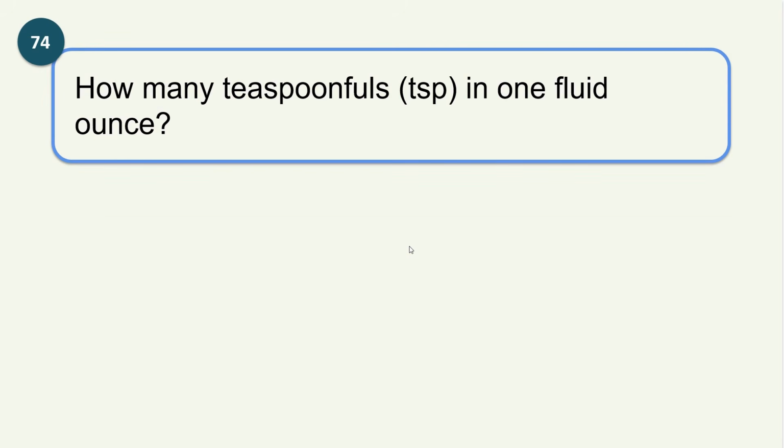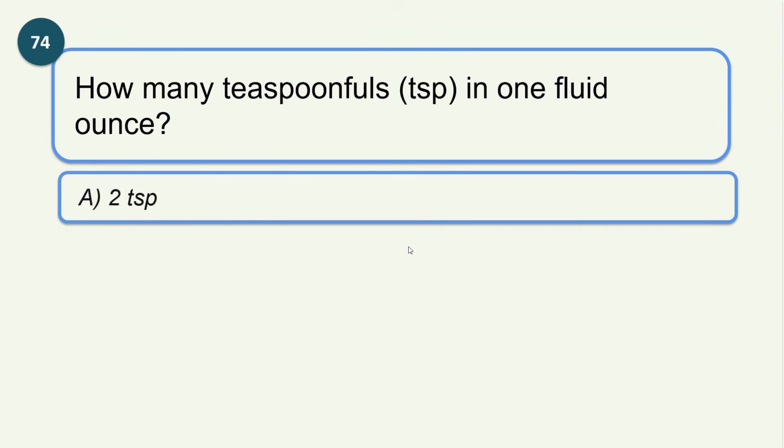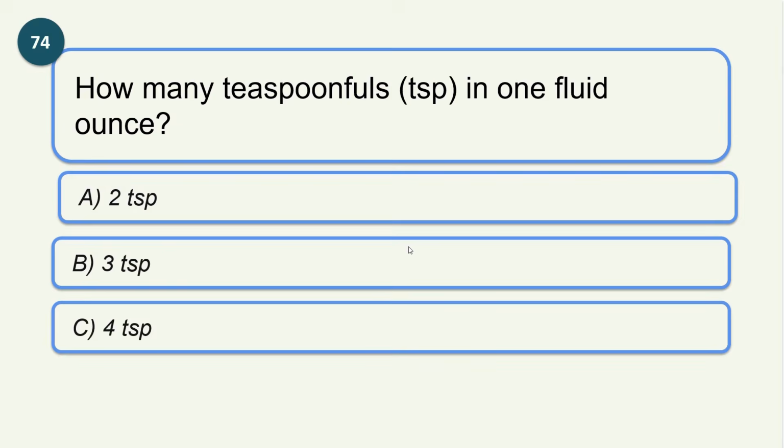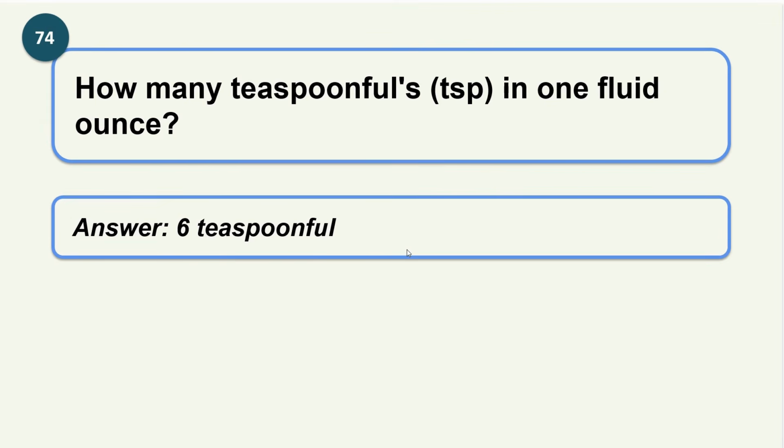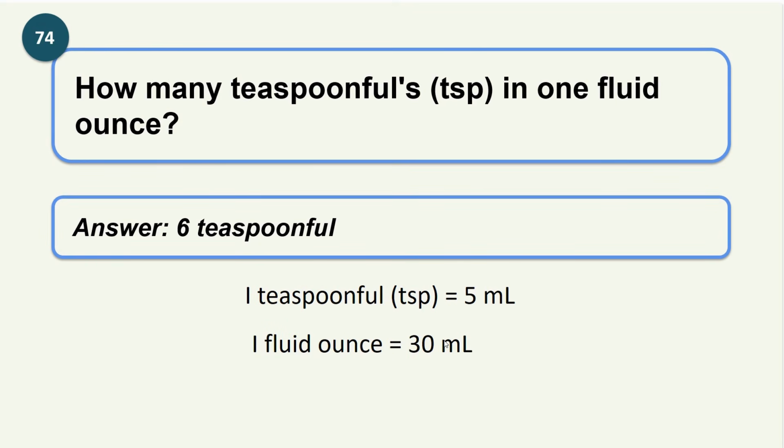Next, how many teaspoonfuls in one fluid ounce? A, 2 teaspoonfuls, B, 3 teaspoonfuls, C, 4 teaspoonfuls, D, 6 teaspoonfuls. Correct answer is 6 teaspoonfuls. So 1 ounce is 30 mL, and 1 teaspoonful is 5 mL. 30 divided by 5 gives you 6. 6 teaspoonfuls are in 1 ounce.